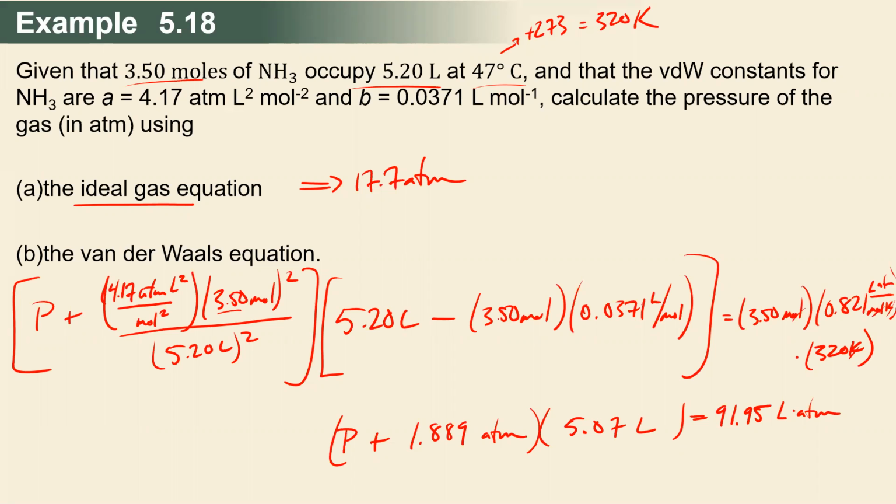It's okay. So 91.95 divided by 5.07, and then we're going to subtract 1.889. We end up with a pressure of 16.2 atmospheres. So this pressure is a little bit smaller than what the ideal gas equation would say.